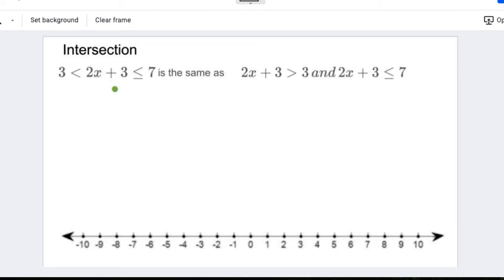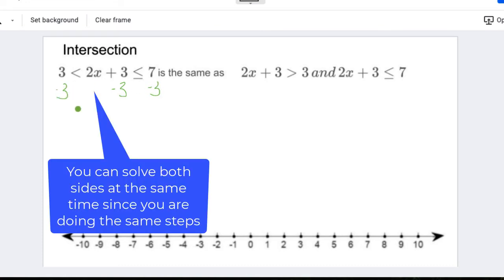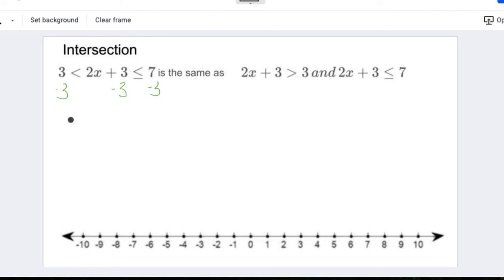So if it's got a plus 3, we know we're going to subtract 3. The thing is, we just need to subtract 3 everywhere. So 3 minus 3 is 0. The inequality sign stays, so we have 2x is less than or equal to 4. Now we want to divide by 2. Remember, if we multiply or divide by a negative, our signs are going to flip. So you've got to be careful. 0 divided by 2 is obviously 0. 0 is less than x is less than or equal to 2.